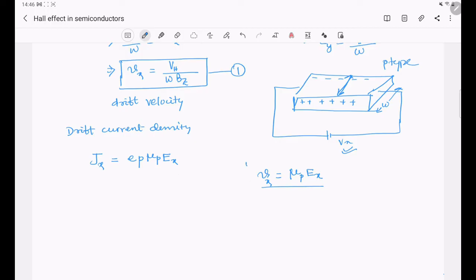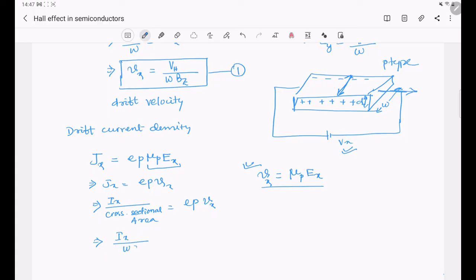Now replace this relation in this equation. So Jx is equal to e into p into Vx. What is Jx? This is the current density, that means current per unit cross sectional area, that is equal to e into p into Vx. So what is the cross sectional area? As the current is moving in this direction, the cross sectional area will be the product of W into D. So I am replacing the value of area here. So Ix divided by W into D is equal to e into p into Vx. What will be the expression of Vx, that means the drift velocity? It is equal to Ix divided by W D into e into p. So this is the expression of drift velocity. Consider this as equation 2.